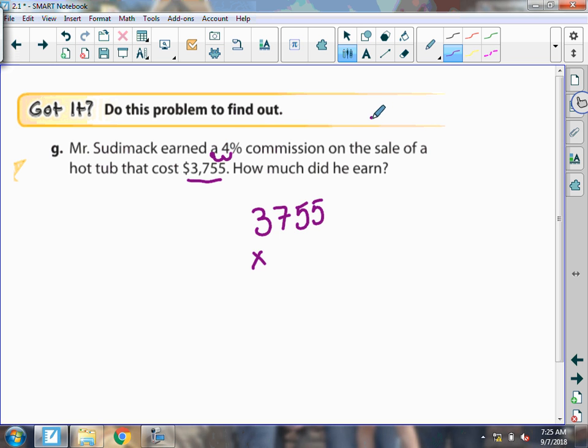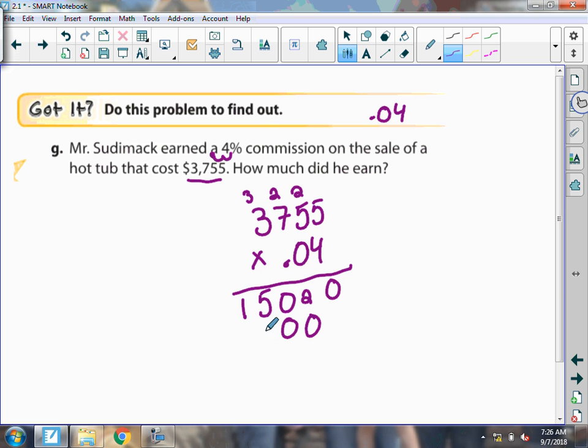So that is 0.04. 4 times 5 is 20. 4 times 5 is 20, plus 2 is 22. 4 times 7 is 28, plus 2 is 30. 4 times 3 is 12, plus 3 is 15. 0 times 5 is 0. 0 times 5 is 0. 0 times 7 is 0. 0 times 3 is 0.